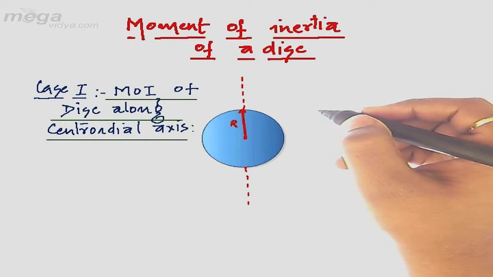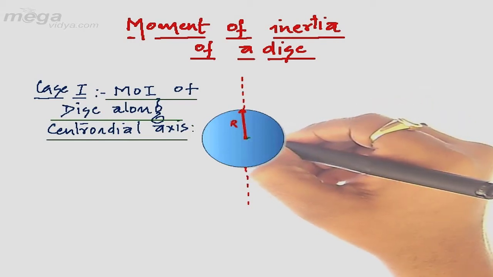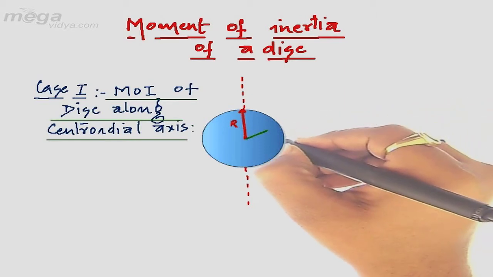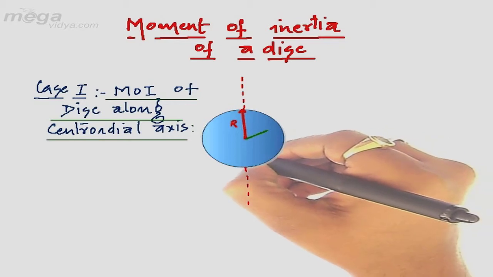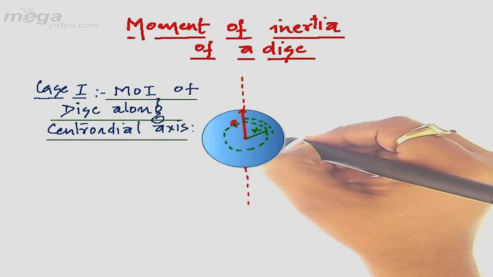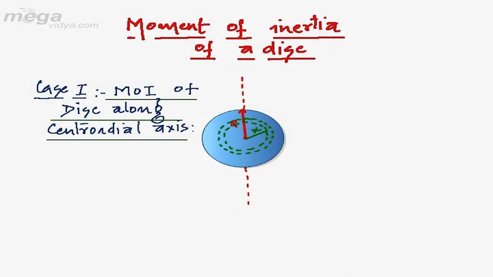As we have already calculated the moment of inertia for uniform distribution of masses, in the case of a disk, the first step is to take an elementary disk. In order to take an elementary disk, we take a ring having radius x and another ring having radius x plus dx, so the elementary disk has thickness dx. Now the moment of inertia of this elementary disk is to be calculated first.